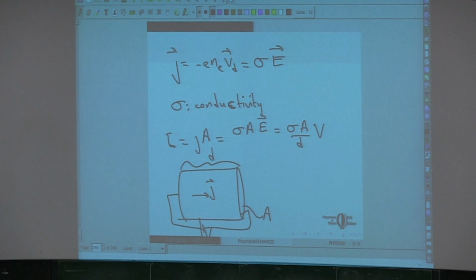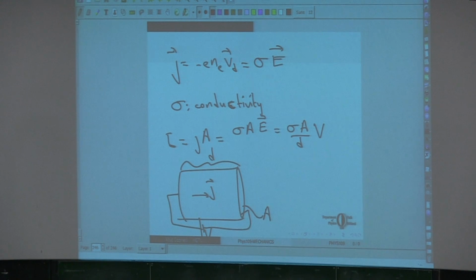I'm making lots and lots of simplifications. I'm assuming the electric field is uniform so that I have a uniform material. Furthermore, the current is distributed uniformly. Those are my assumptions. Under these assumptions, the total current is related to the applied potential through this relation.